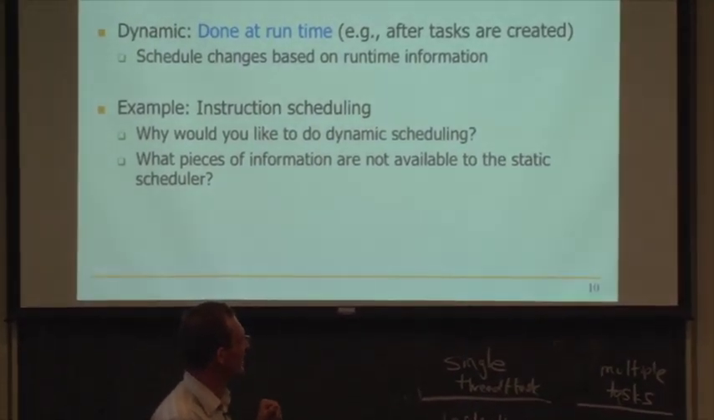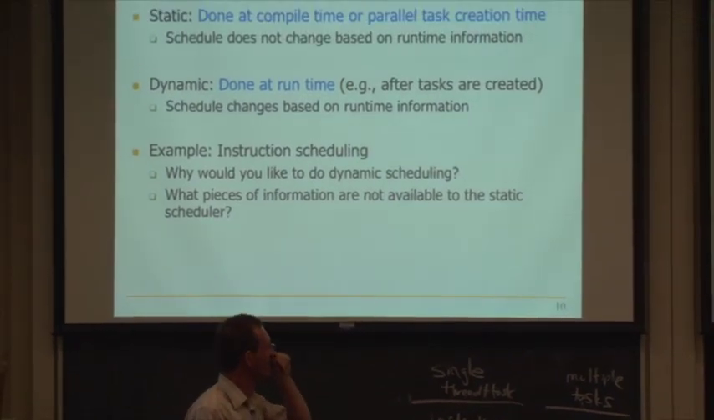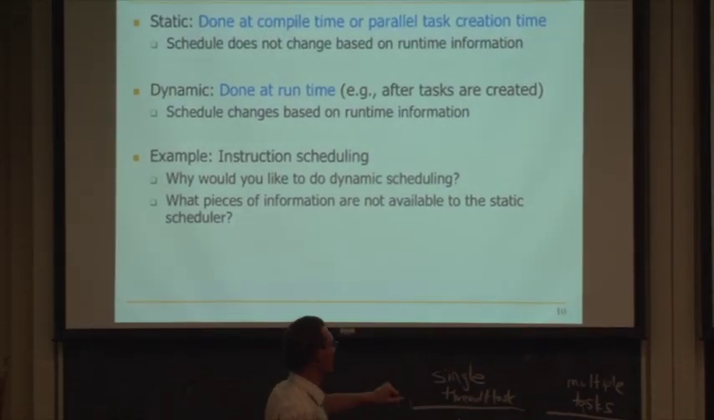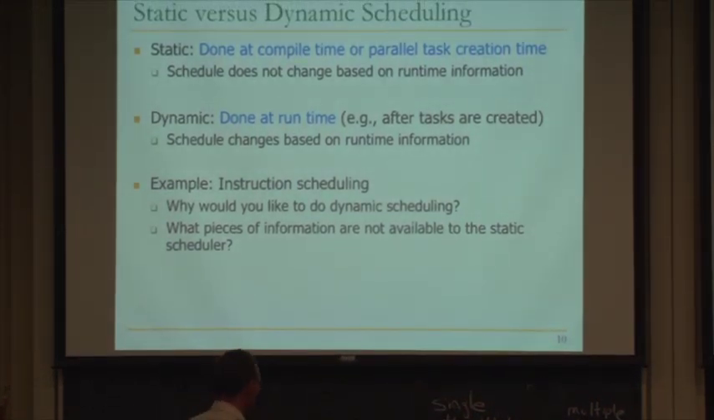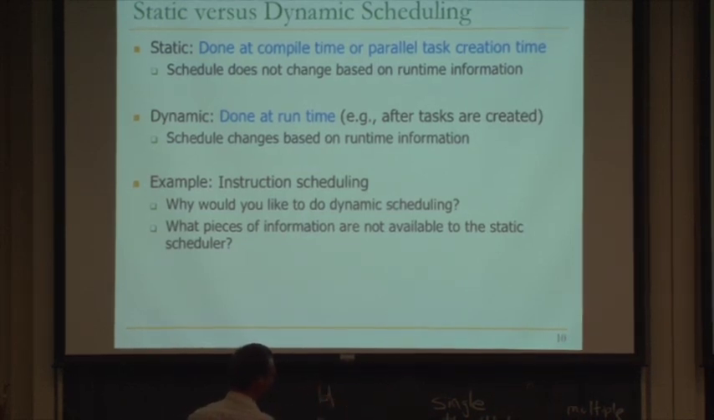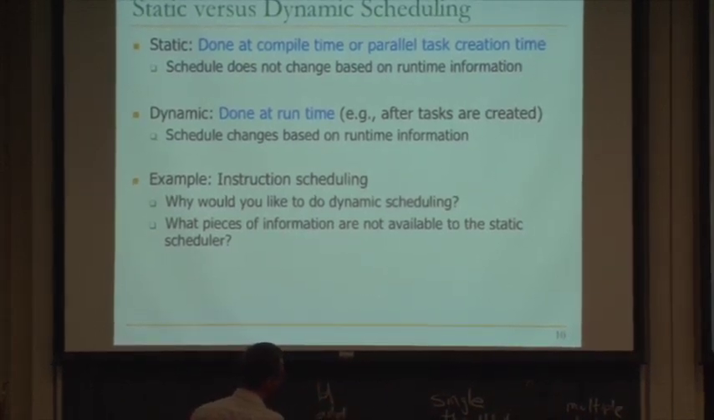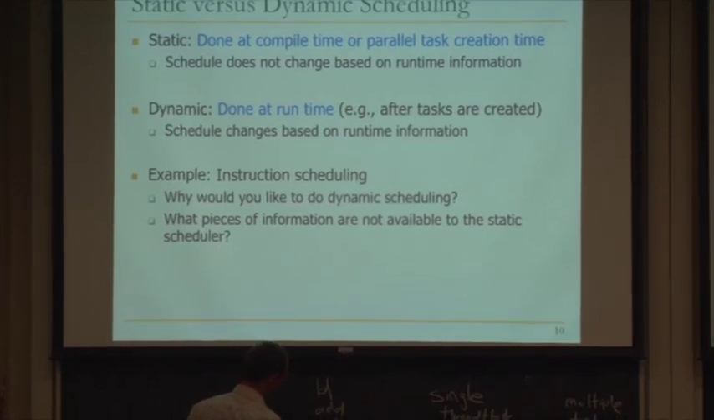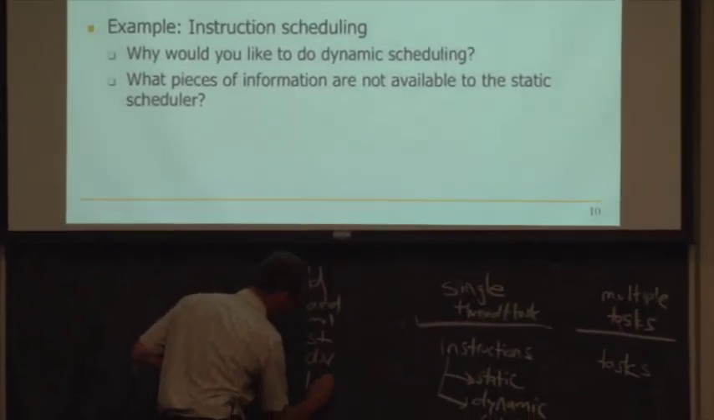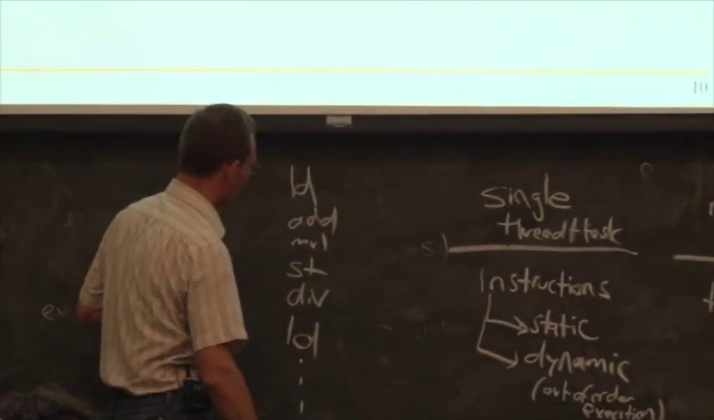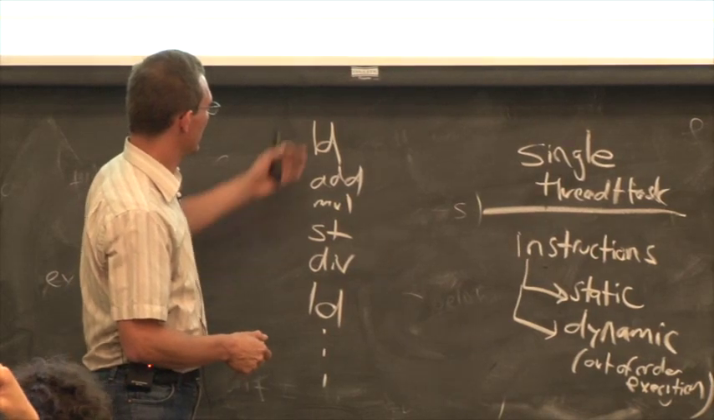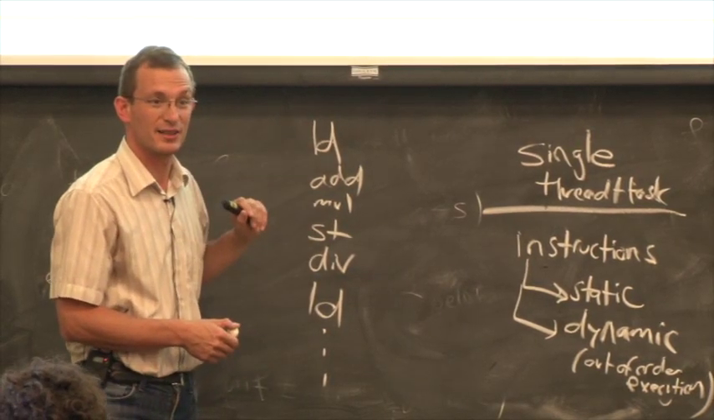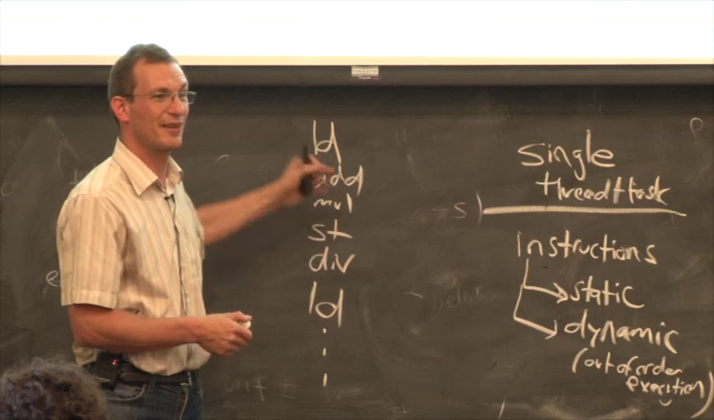Okay. I guess before moving into the parallel part of this, what information is not available to the static scheduler? I think we already talked about this in 447 as well as 740. So let's say you have these instructions: load, add, multiply, store, divide, load. And the compiler scheduled it. If the compiler wants to reorder this, what information is not available to it?